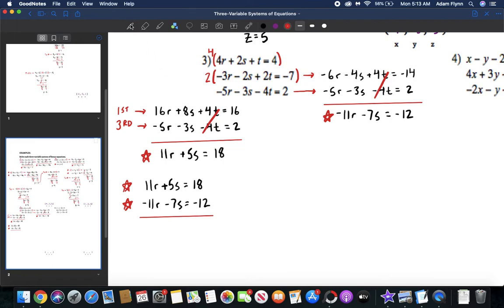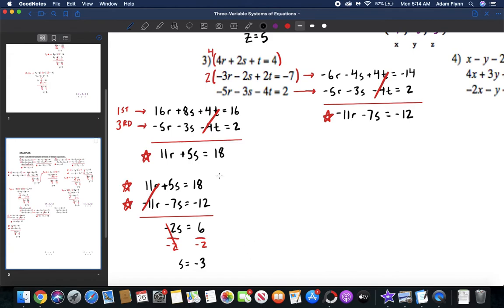Okay, so now if I combine these, no scaling's required here. My r's are going to eliminate because my coefficients are 11 and negative 11. If I keep going down, 5s, positive 5s minus 7s is going to be a negative 2s. And 18 minus 12 is going to be 6. I can divide both sides by negative 2. When I do that, negative 2's cancel on the left side, and I am left with s equals 6 divided by negative 2, which is going to be negative 3.